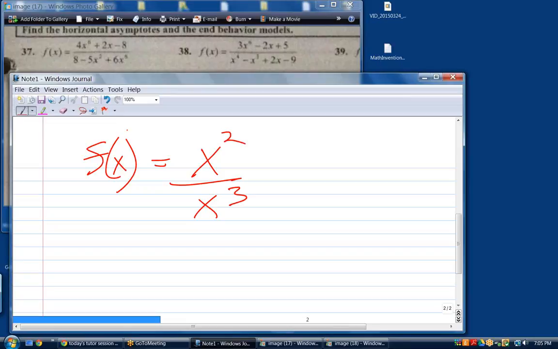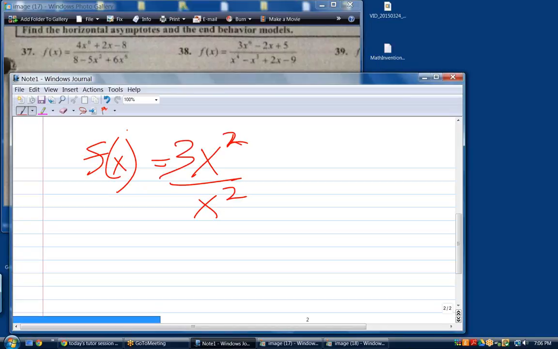What happens to that? That'd be 1 over x. And so it would go to 1 or 0? 0. If x goes to infinity, that thing goes to 0. Okay? So we covered when the numerator is greater than the denominator, and we've covered when the denominator is greater than the numerator. Well, the only other situation is where they're the same.